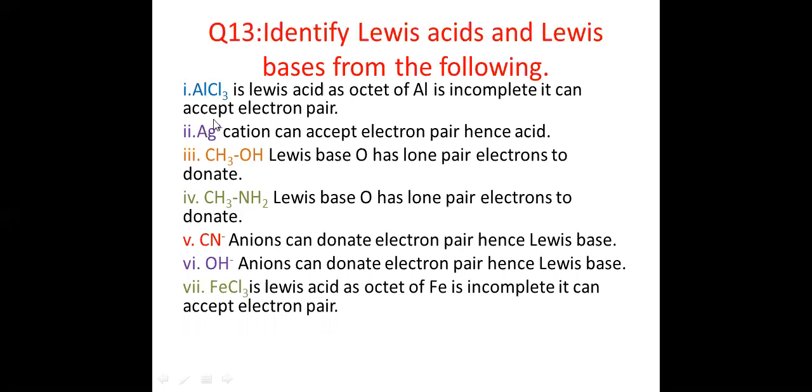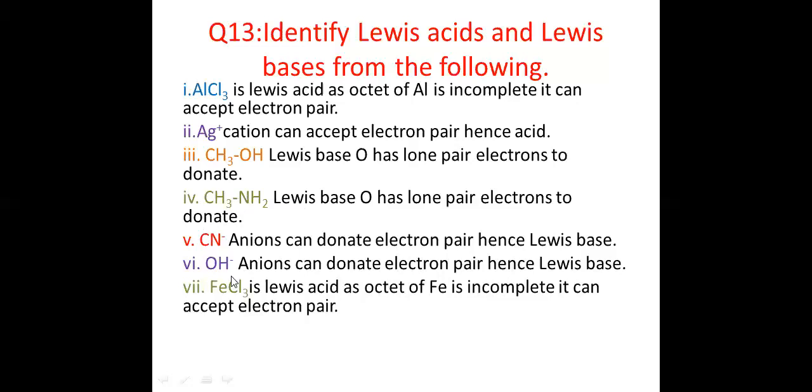Now cations, positively charged ions, it's understood that they are electron deficient. So a cation can accept an electron pair, hence are Lewis acids. Methanol, in methanol, oxygen has lone pair electrons, which it can donate, so it is a Lewis base. In methyl amine, nitrogen has lone pair electrons, so it can donate that lone pair, so Lewis base. Cyanide ion is an anion, negative charge, nitrogen has lone pair electrons, so Lewis base. Hydroxyl ion, anion, can donate an electron pair, base.